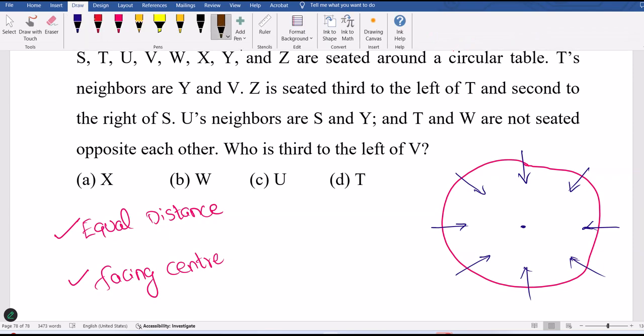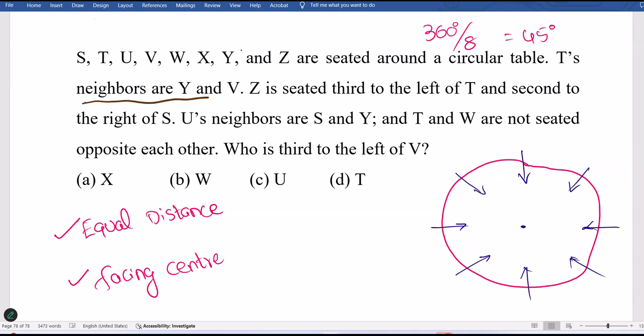Now, T's neighbors are Y and V, which means there are 2 chances. It can be YV or it can be VY also. So I cannot fix it now; wait for eliminating one of them. Z is to the left of T. First fix T: first left, second left, third left. Z is here.